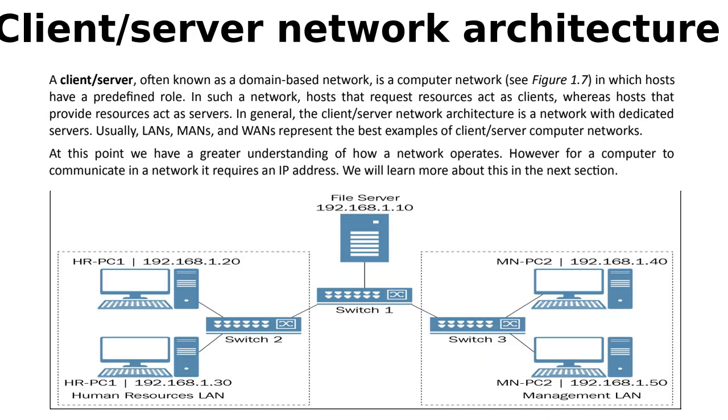This is the architecture of a client-server network. As you can see here, we have a file server connected to a switch. Then we have the switch connected to these 2 computers, management LAN. And this one is connected to human resource LAN. Like we have 4 computers, for example. This is just a simple example. As you can see here, each device has an IP address.